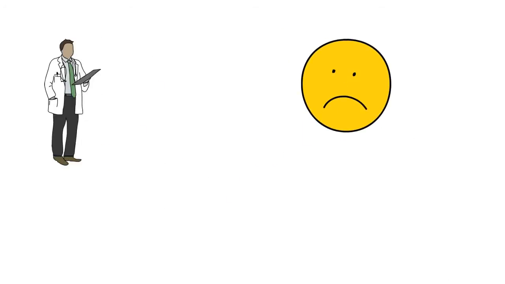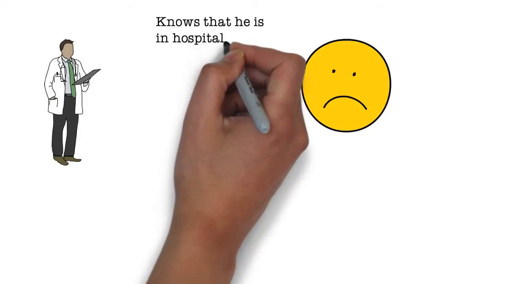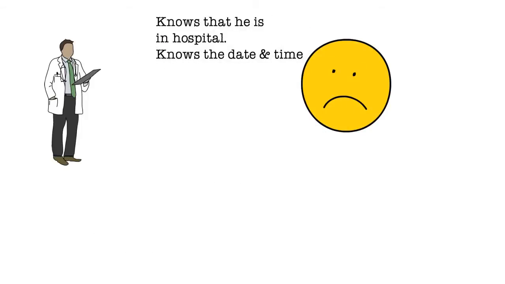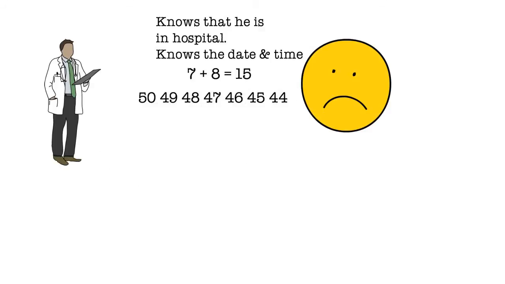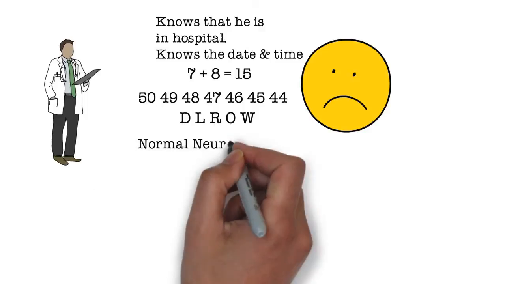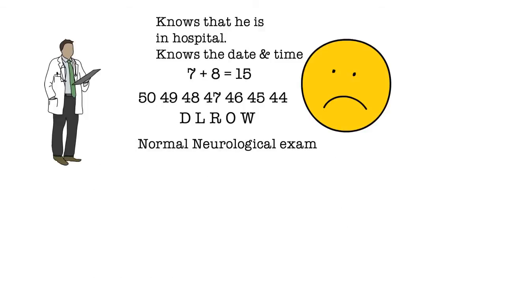We will look at the conversation between this patient and the doctor. He's awake, alert, and well oriented. He knows his additions. He can tell these numbers in reverse order. He spelled this backwards right. And he has normal neurological exam.